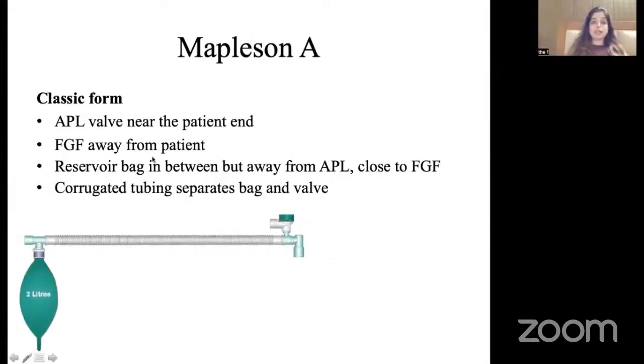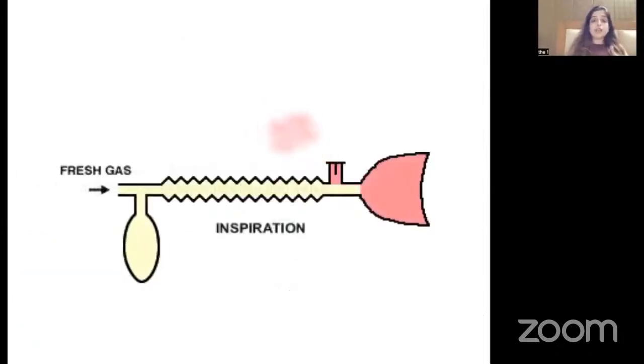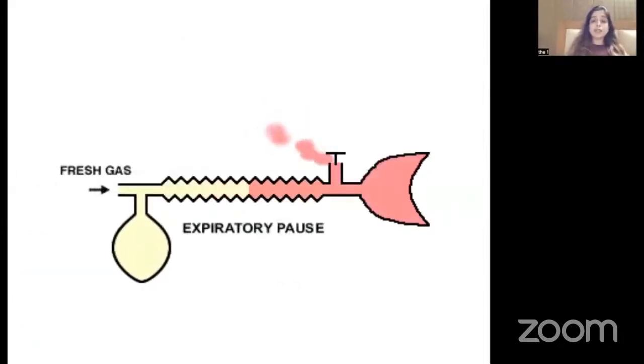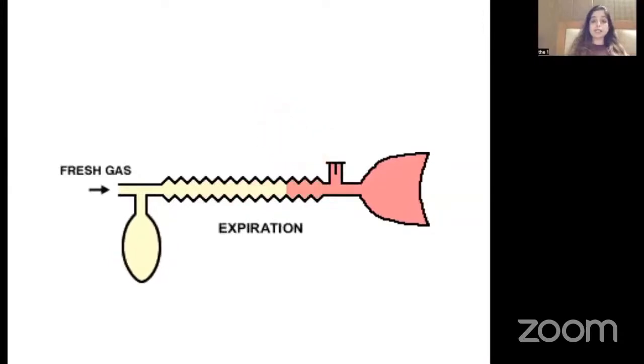Now the Mapleson A, the classic form. The APL valve, as you can see, is near the patient end. Fresh gas flow is away from the patient. The reservoir bag is in between, but away from the APL valve and close to the fresh gas flow. There is a corrugated tubing which separates the bag and the valve. So here is a functioning Mapleson A circuit.